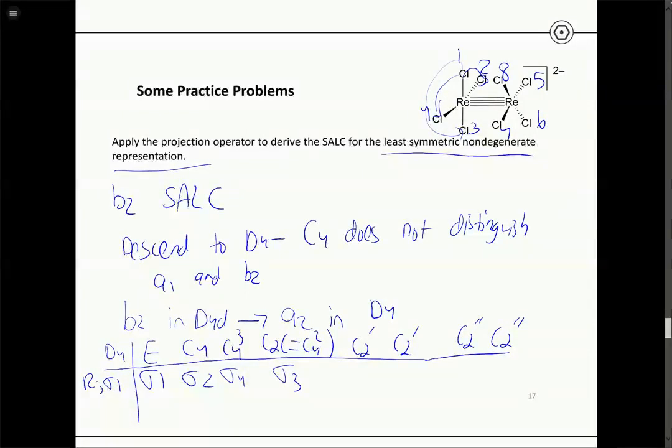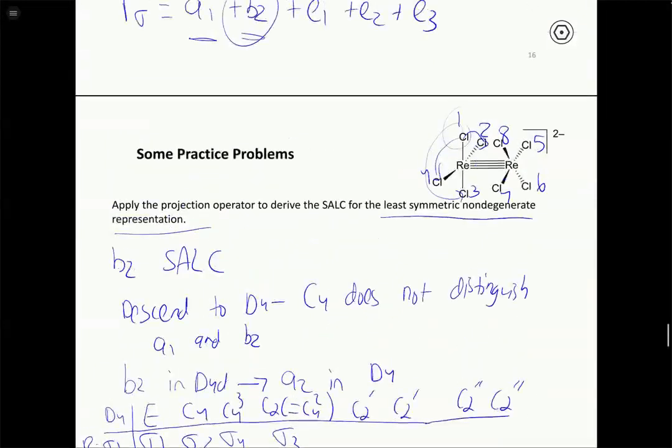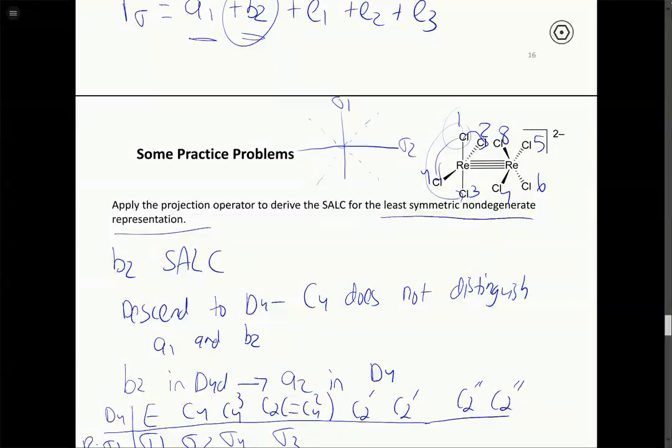Now for the perpendicular C2s, it's a little bit arbitrary what we classify as C2 prime and C2 double prime, but essentially we're going to have a set of operations that interchange sigma 1 with all of the ones over here. So if we draw a down-the-axis representation of this, we're looking down the rhenium axis in this case, perpendicular to how I have it drawn. You have your sigma 1, sigma 2, sigma 3, sigma 4, and then on the other side you're going to have 5, 8, 6, and 7, something like this.